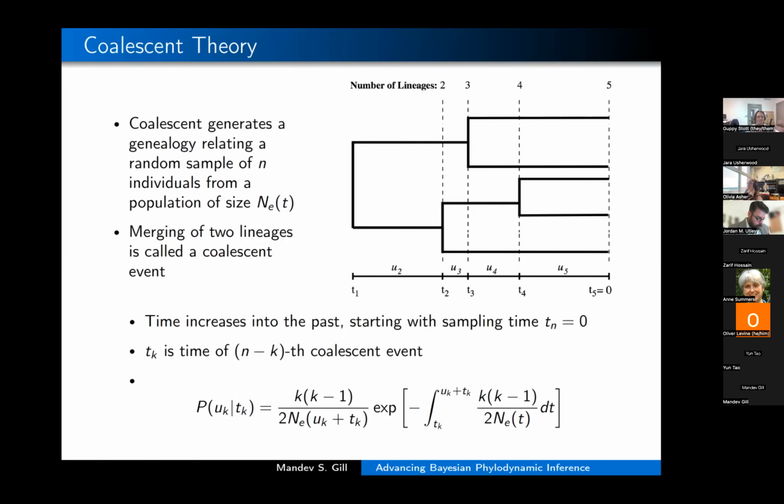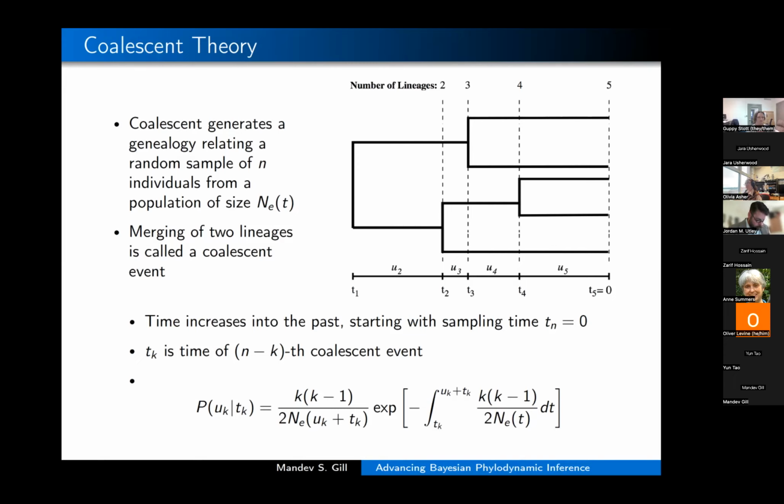So the merging of two lineages is called a coalescent event. And at the bottom of this slide, we can see the probability density for the waiting time between coalescent events, conditional on the population size. And by taking the product of such densities, we can obtain the probability density for a genealogy.